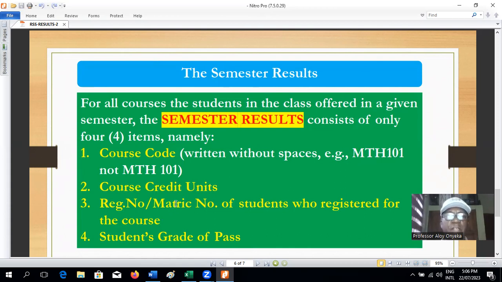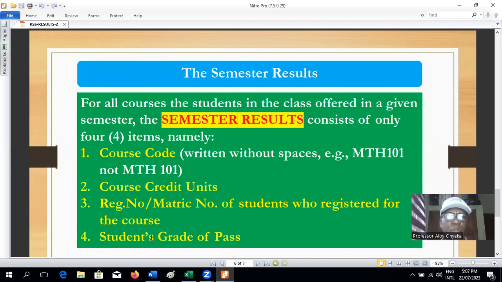So if we're taking Maths 101, then in the semester result, you only have to put the range number of students who registered for Maths 101 under Maths 101. If a student didn't register for Maths 101, then you don't need to put his range number. So immediately you put the range number of a student under a particular course in the results worksheet, it means that the student has registered for that course. If you want to deregister the student, then you have to remove his range number under that course.